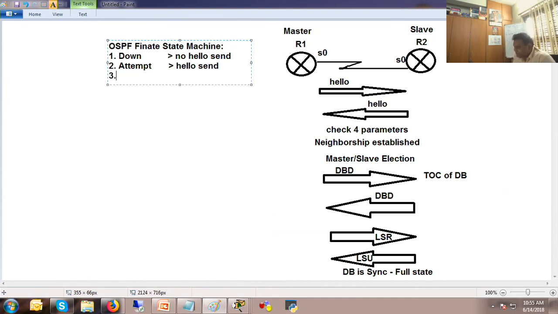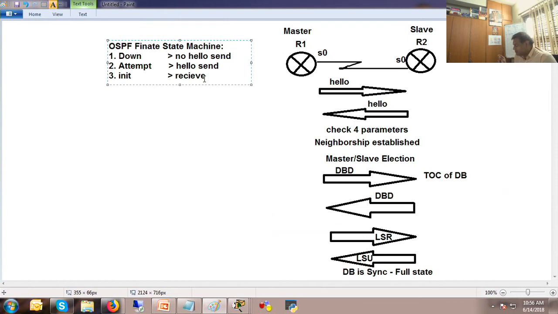Then the third state is init. Init means initialization. Now the initialization started. I have started receiving hello. See, we know where we are stuck actually. If you know the states, it is easy to troubleshoot. You go and see the state.